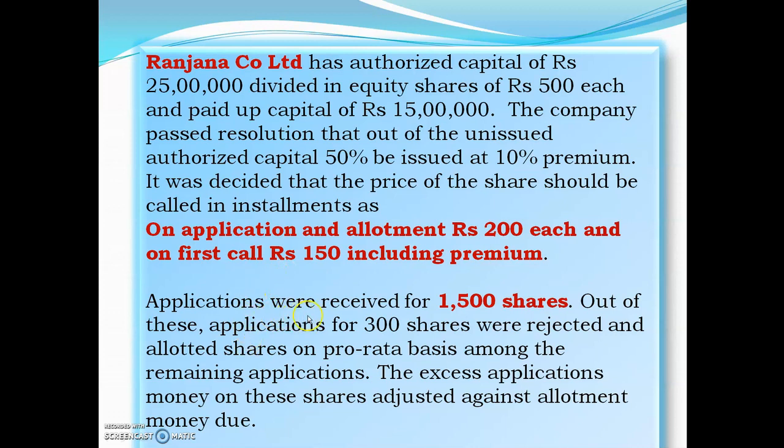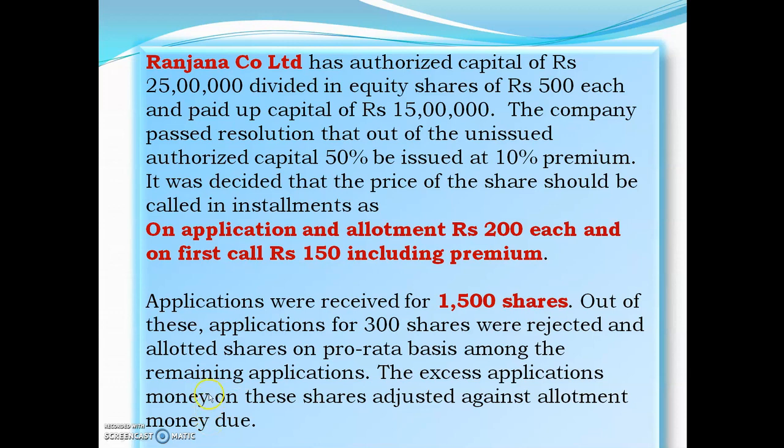Applications were received for 1500 shares. Next, out of these, applications for 300 shares were rejected and shares were allotted on a pro rata basis among the remaining applicants. The excess application money on these shares is adjusted against allotment money due.